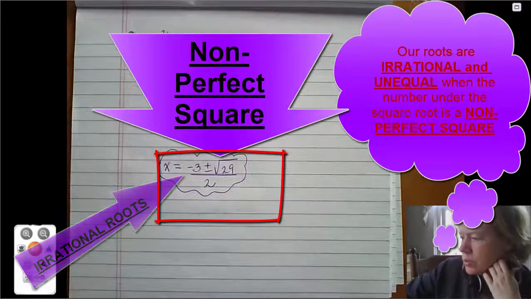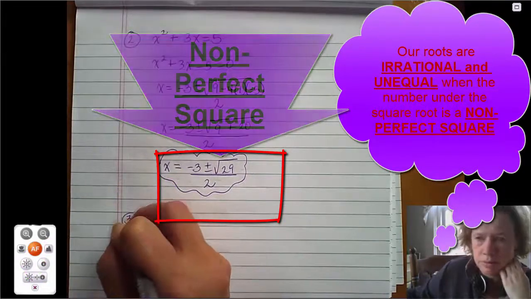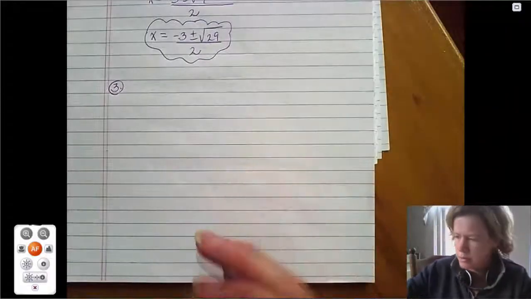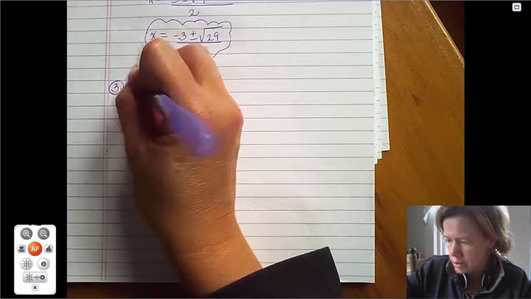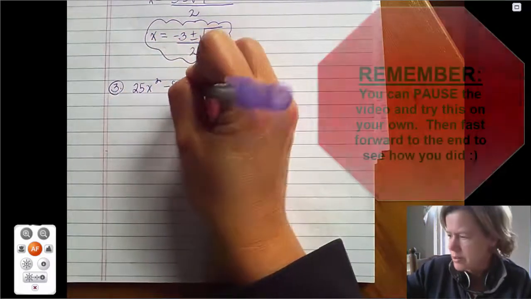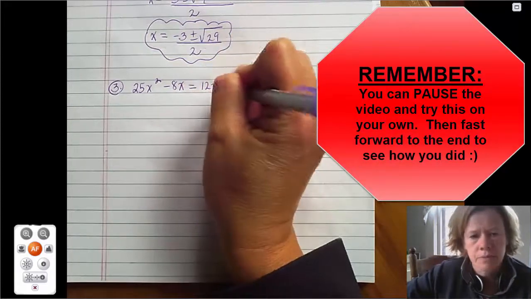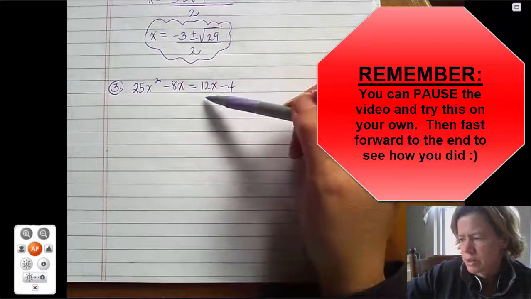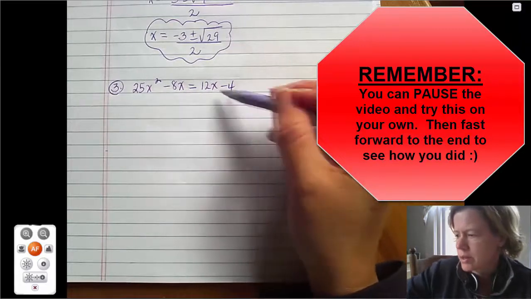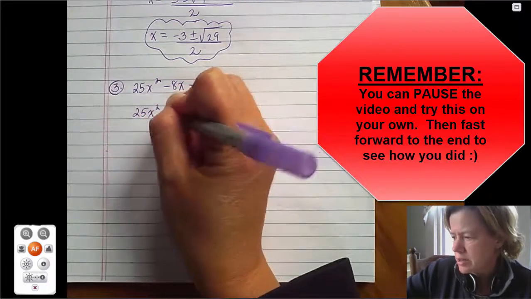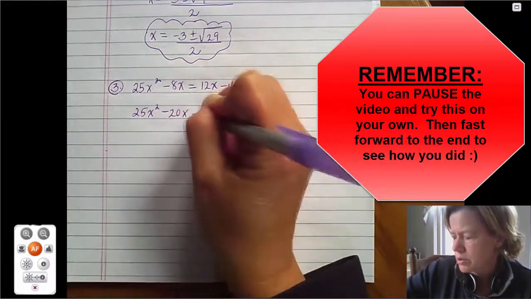Okay, for our third example, we will solve 25x squared minus 8x equals 12x minus 4. Again, we need to set this equal to 0 first, so we'll subtract 12x from both sides and add 4. 25x squared minus 20x plus 4 equals 0.